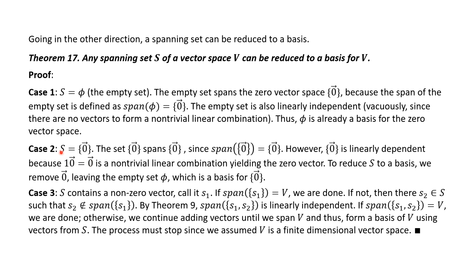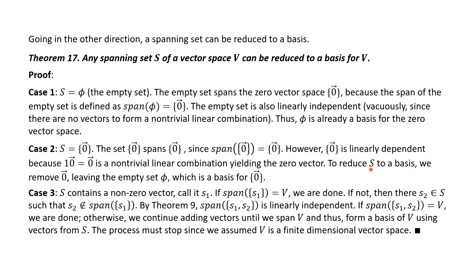Then the second case is where our set S contains just the zero vector. The set containing the zero vector spans the set with only the zero vector in it, since the span of the set with a zero vector is the set with a zero vector, right? It's just all multiples of the zero vector. However, the zero vector is linearly dependent because you can take 1 times the zero vector and get the zero vector, and that's a non-trivial linear combination yielding the zero vector.